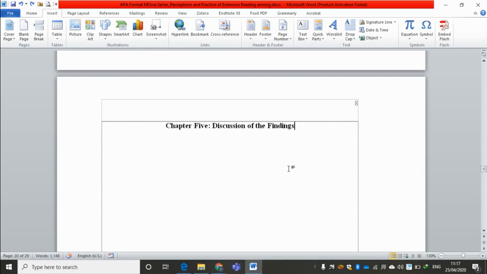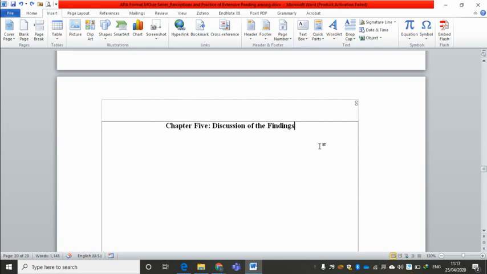Let us continue to movie 11, where we talk about how to organize heading levels for chapter 5, discussion of the heading for qualitative research, or if your study is a quantitative one, you're going to change from discussion of the findings to discussion of the results. So the term findings is applied to a qual study, and the term results is applied to a quant study.